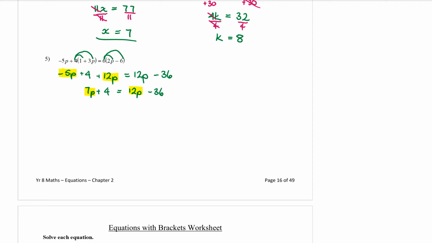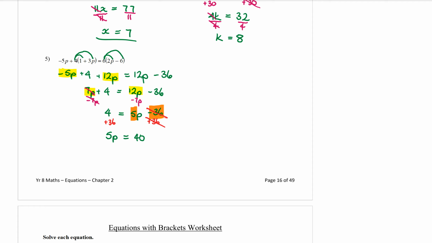So doing the opposite, I want to subtract the 7p away. Cancel that term off. We have got the 4 left. 12 take away 7 is 5p, and we've got the minus 36. So now we have got 2 numbers here with the p to get rid of. So starting with that negative 36, I'm going to have to add 36 to both sides. Cancel that one off. Doing the switcheroo to put the p on the left side, we've got 5p equals 4 plus 36 makes 40.